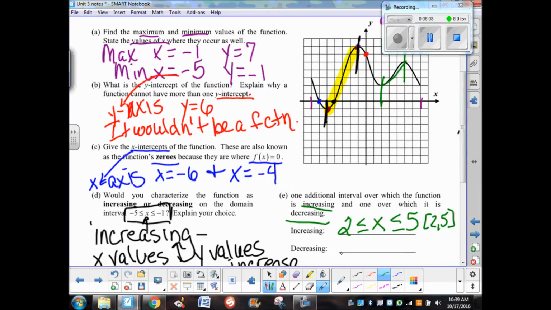And then where is it decreasing? Or where does it look like it's going downhill? I think I might pick this right in there. So where is it decreasing? I would say from -1 is less than or equal to x, which is less than or equal to 2. And if I wanted to put that in interval notation, -1 comma 2 bracket.